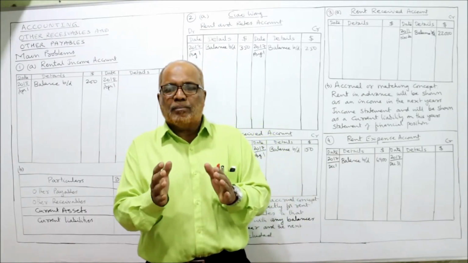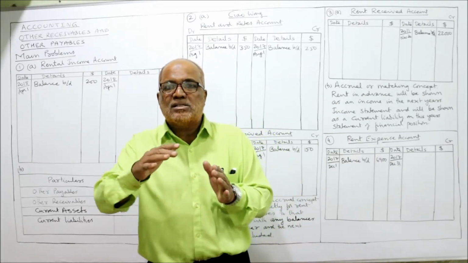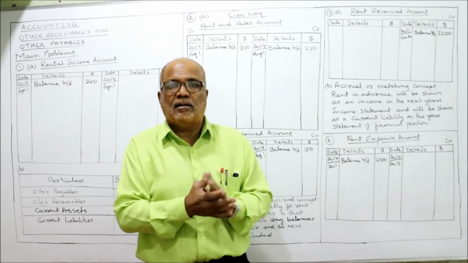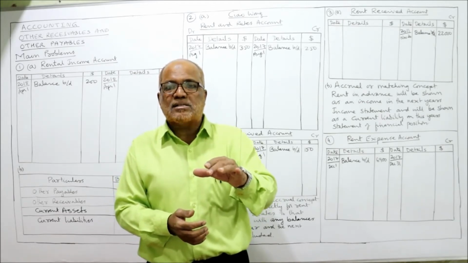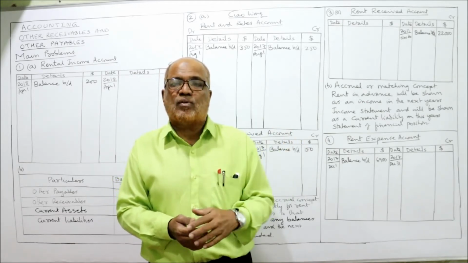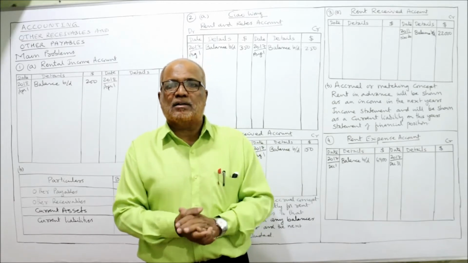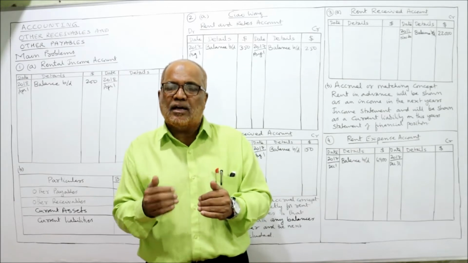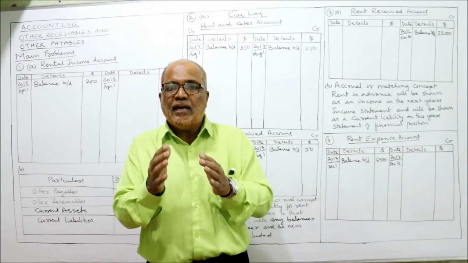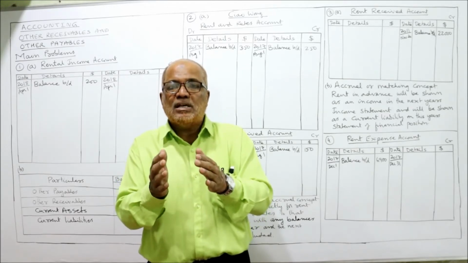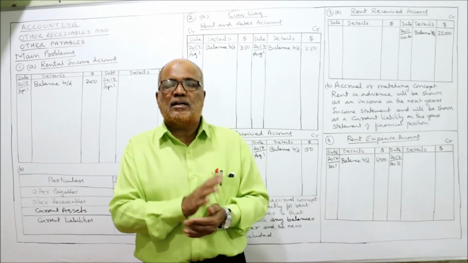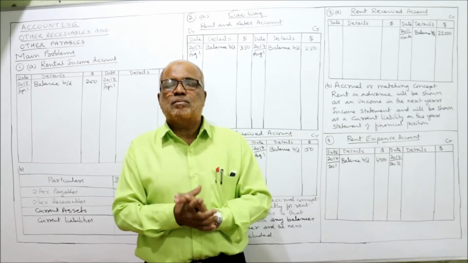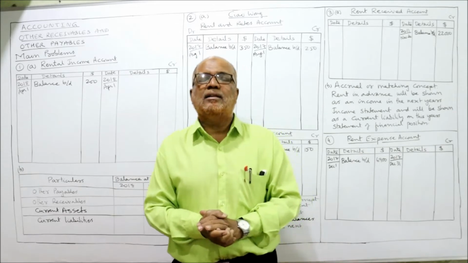If any income, if any expense is due, that will be added. If any expenses are paid in advance for the next year, that will be deducted. Similarly, any incomes to be received for the current year will be added. Any incomes which is received in advance will be deducted. All these adjustments should be made while calculating the profit.